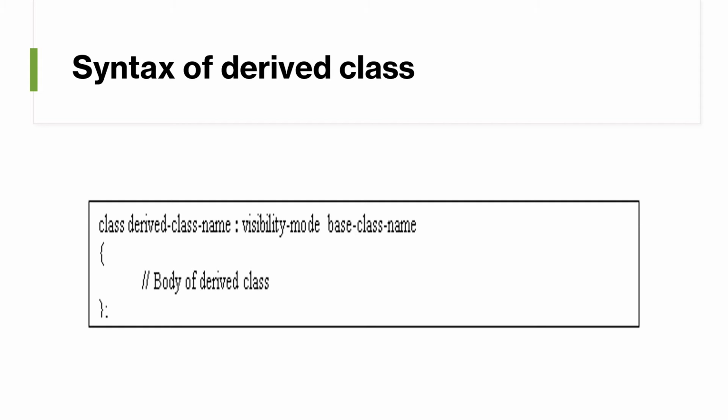Now in visibility mode, there are a total of three types: public visibility mode, private visibility mode and protected visibility mode. Generally we use the public visibility mode.